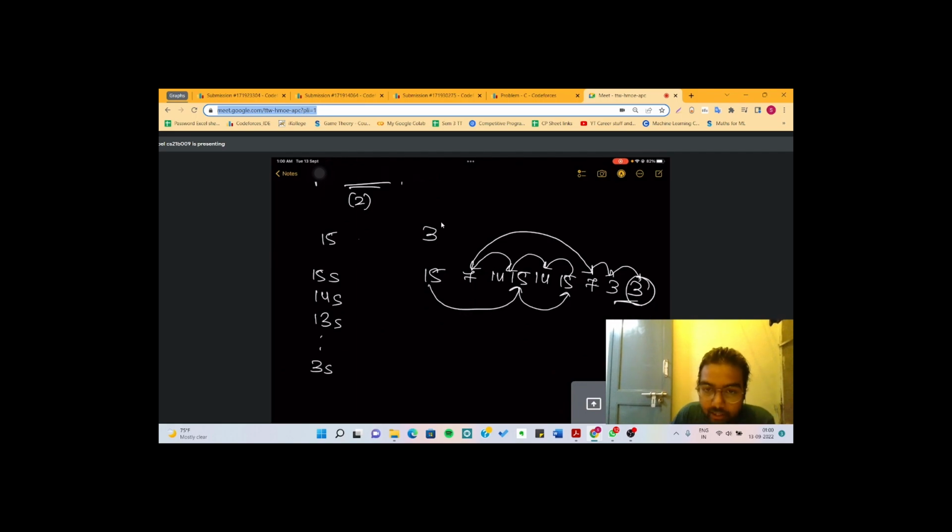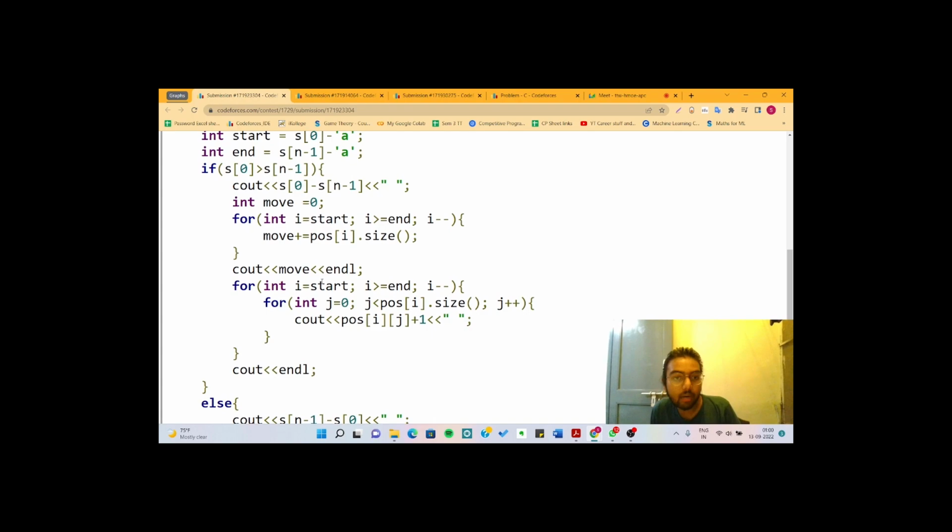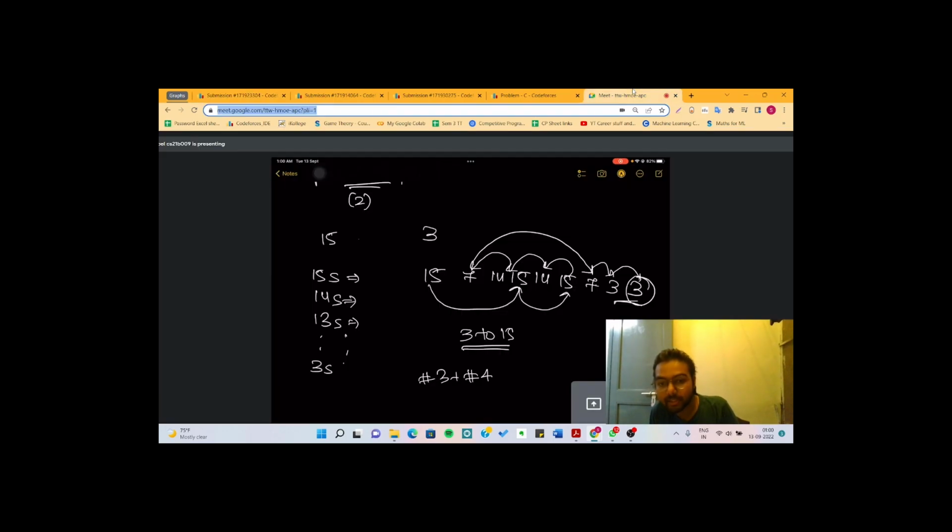So how many moves am I going to do? How many levels am I going to step on? So this will be number of 15s plus number of 14s plus number of 13s plus and so on to number of 3s. I won't miss any of them because I'm traveling all the numbers from 3 to 15 here. So basically the number of moves that I do will be the size of the positions from start to end: number of 3s plus number of 4s, and so on to number of 15s.